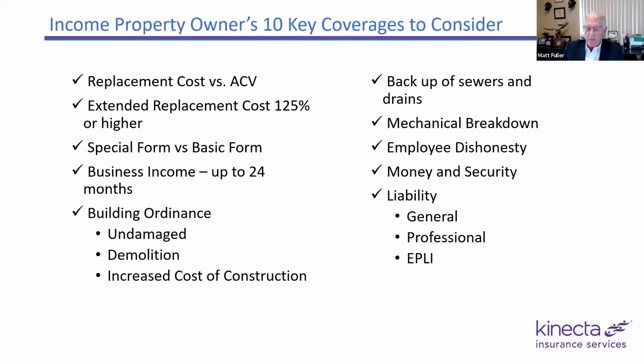I like to talk about some of the 10 key coverages, and I know there's a lot to talk about with insurance, and I'm trying to get through it quickly. But the key is replacement cost versus ACV, actual cash value. You need to make sure that's on your policy. See if you can get extended replacement cost, at least 125%. A lot of companies that Ryan and Joe will tell you they don't want a co-insurance clause, but this gives you a little buffer above that amount.